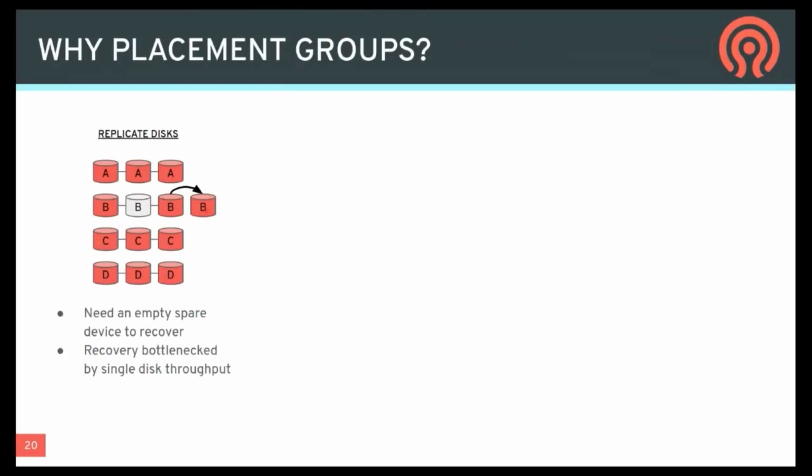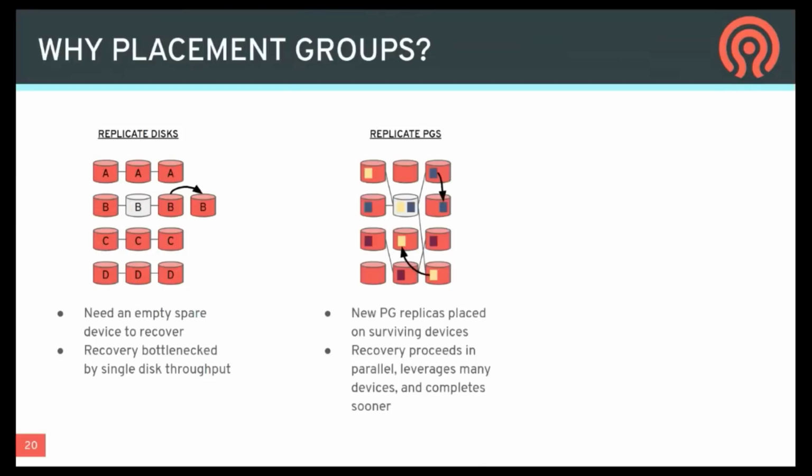So you can only recover as quickly as this replacement disk can write its data, or the source can read its data. And as we know, hard disks are getting bigger faster than they're getting faster, which means that the recovery time for a single disk is getting longer and longer. That means you have a wider window of vulnerability during which the durability and replication count of that data is somewhat compromised. So that can be problematic. In the case of placement groups, it's a little bit better.